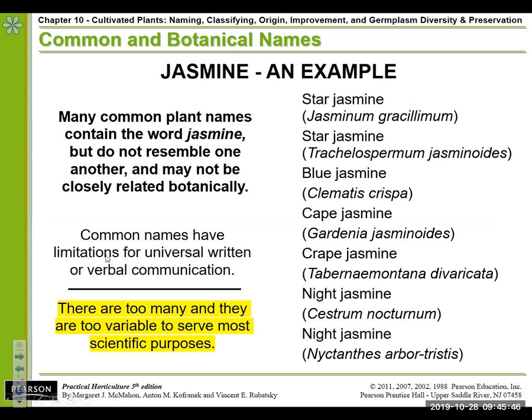So our common names have these limitations in universal written or verbal communication. There's just too many of them, and they're too variable for scientific purposes. So what we use instead is the scientific name, or a botanical name, using this binomial nomenclature, where we have a genus and a species. So as you can see here, two different types of star jasmine, totally different plants, Jasminum gracillimum and Trachelospermum jasminoides. Or down here, we've got two plants that are called night jasmine that are also two totally different species.